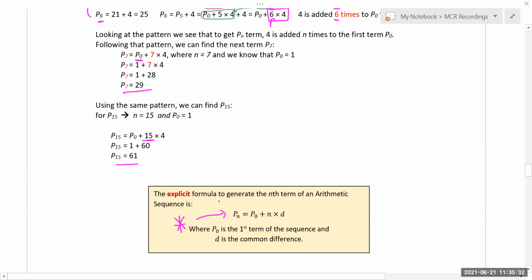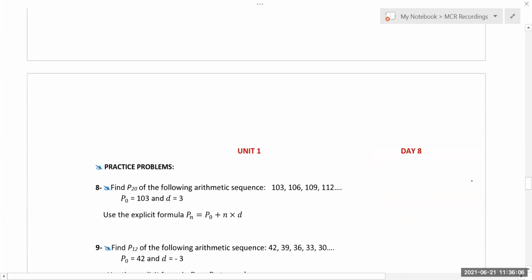So explicit means we can get any term at any point as long as we know our initial value and what our D is. So instead of having to list them all out, we know our initial value, we know our difference, and whatever we're looking for. So if we're looking for P10, we put in 10 for N. If we're looking for P20, we put in 20 for N, so we don't have to go through writing out the entire sequence. So it's pretty useful. So you want to know the recursive and the explicit formulas for these. And I would just write them a couple times and kind of really get to know them.